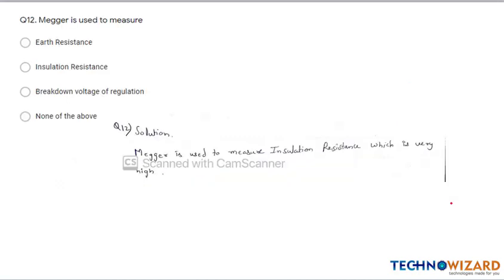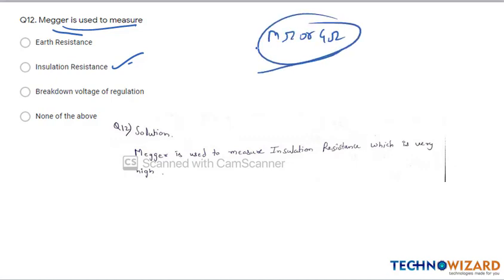Question number 12. What is a megger? A megger is an equipment which is used to measure the insulation resistance of transformers, which is very high, in mega ohm or giga ohm. This is used to measure only high resistances. Remember, this is a question related to electronic measuring instruments.